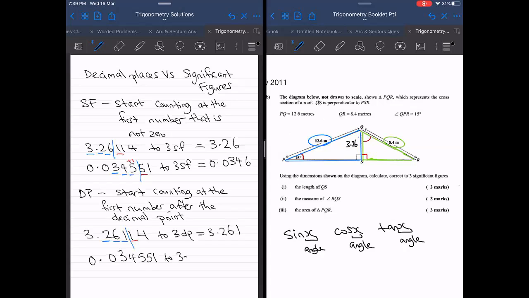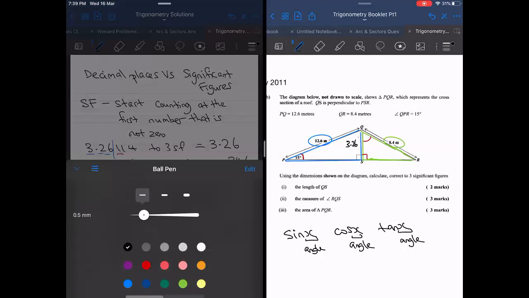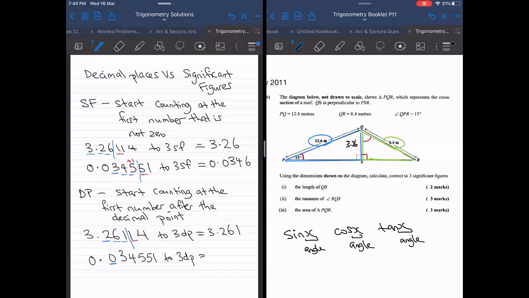If I had 0.034551, for 3 decimal places, it doesn't matter if it's a 0, I start counting right after the decimal point. Then you look to the right, it's 5 or more, so we round up. So this would be 0.035. So that was just a mini lesson on decimal places and significant figures. As I already said, whenever we have these things, we always want to see what other information we can bring out.